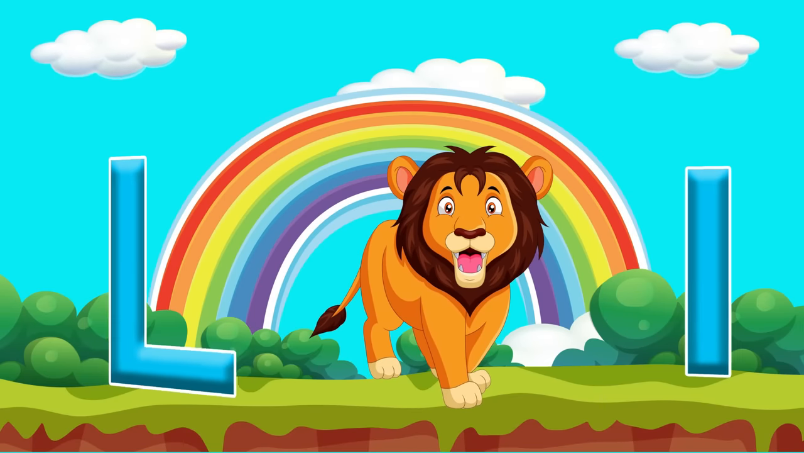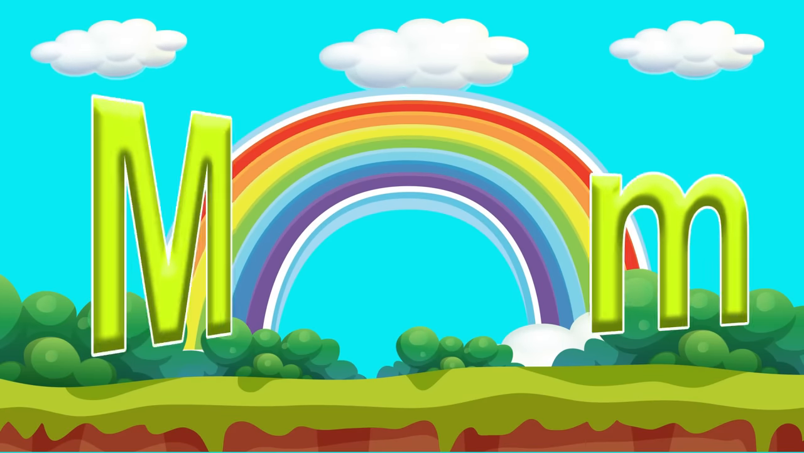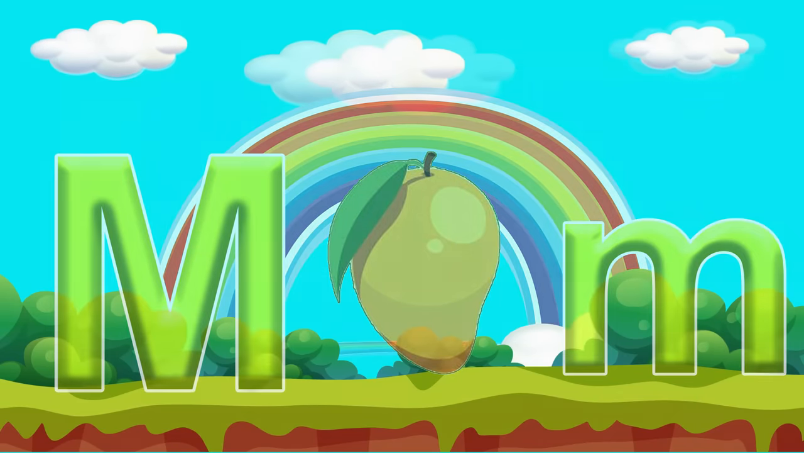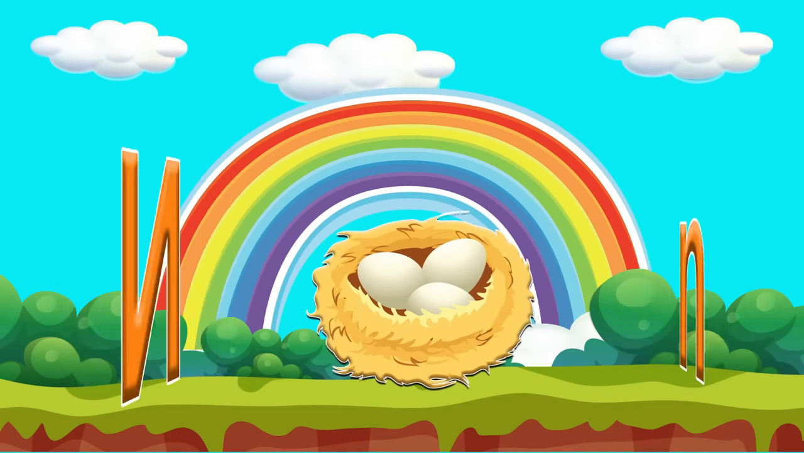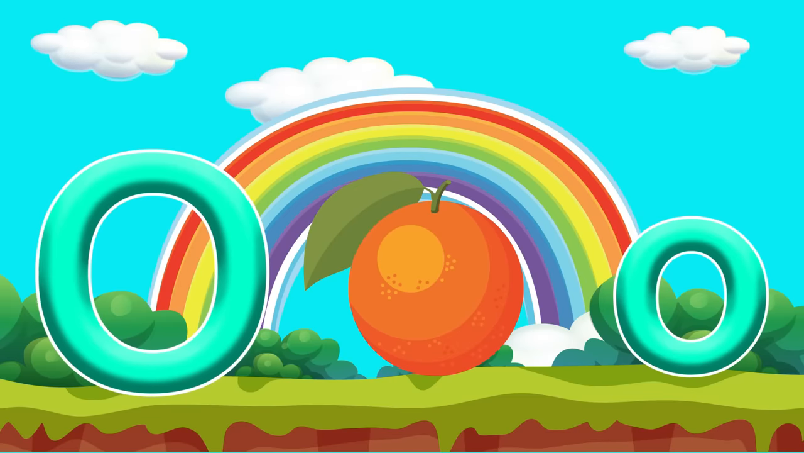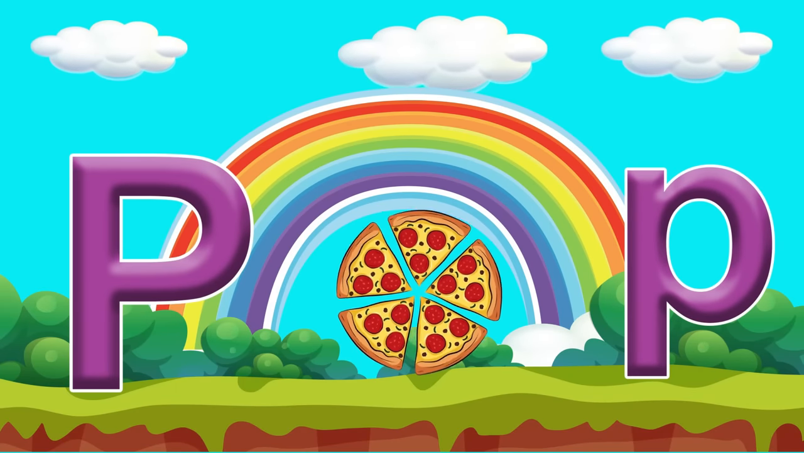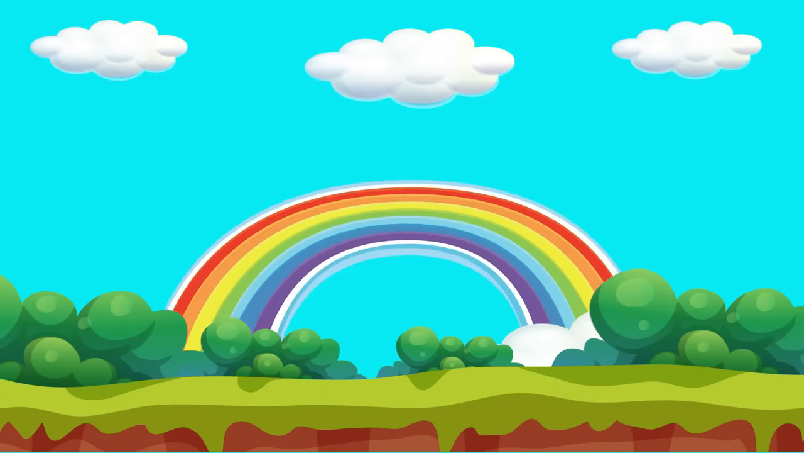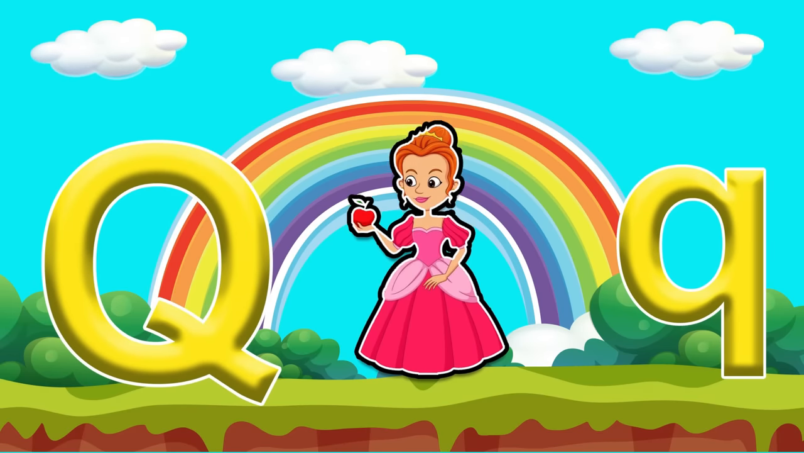L for line, line, line. M for mango, mango, mango. N for nest, nest, nest. O for orange, orange, orange. P for pizza, pizza, pizza. Q for queen, queen, queen.